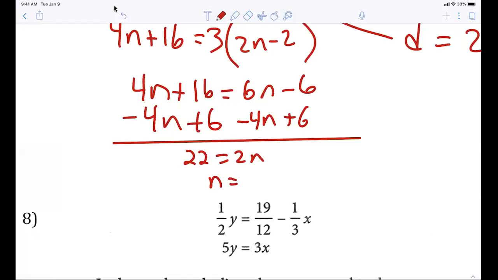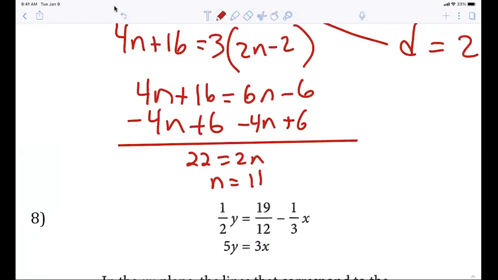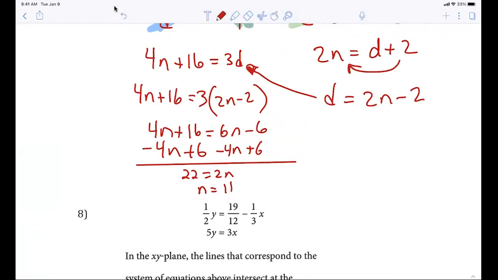So the numerator was what? 11. And if the numerator is 11, I just come right over here. The denominator is 2 times 11 minus 2. So the denominator is 20.